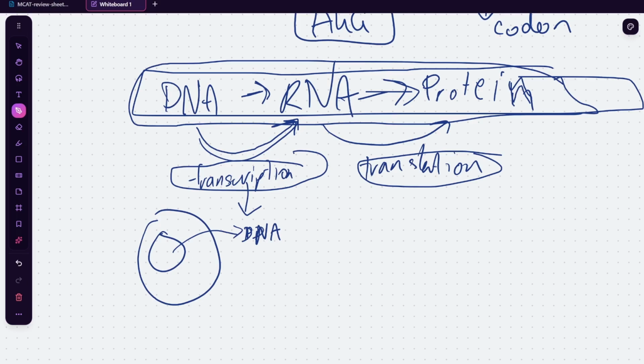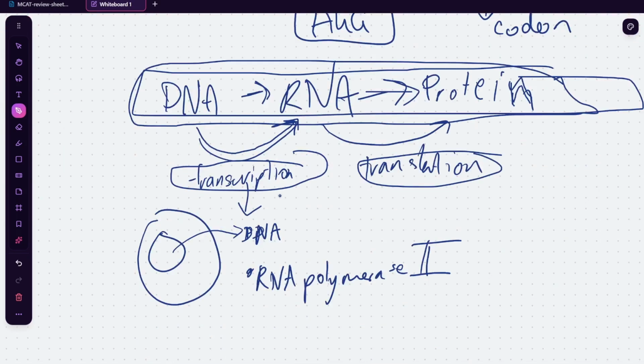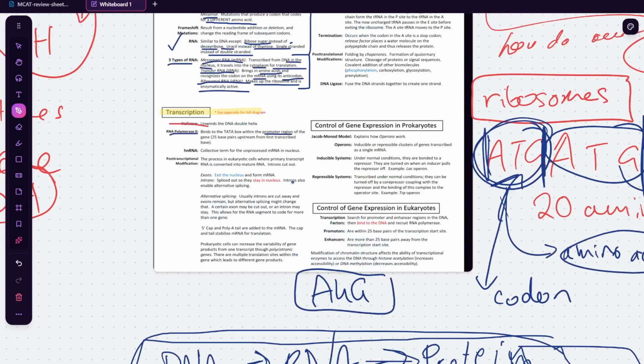And so the RNA polymerase is important. RNA polymerase 2 finds this promoter region. It's called a promoter region, which is the start signal. And what it's going to do is start there on the DNA. In eukaryotes, it looks for the TATA box. So in eukaryotes, it looks for this TATA box within that region.